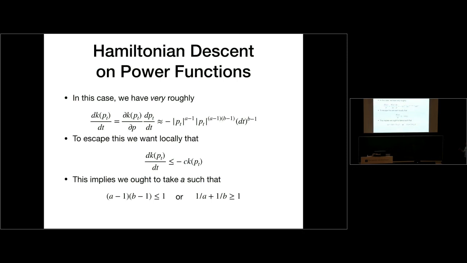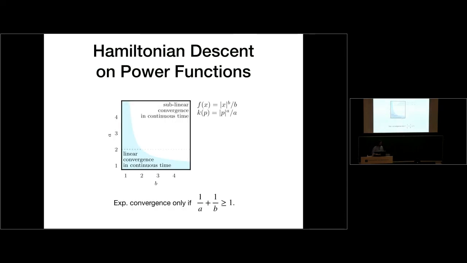Anyway, if we want this kind of thing to be satisfied locally for very small p's, this implies that we ought to take this power to be less than 1. Otherwise, for very small p's, it's not possible to satisfy this inequality. Or in other words, we want 1 over A plus 1 over B to be bigger than or equal to 1. And in fact, and we have this in the paper, you can show that this intuition holds.